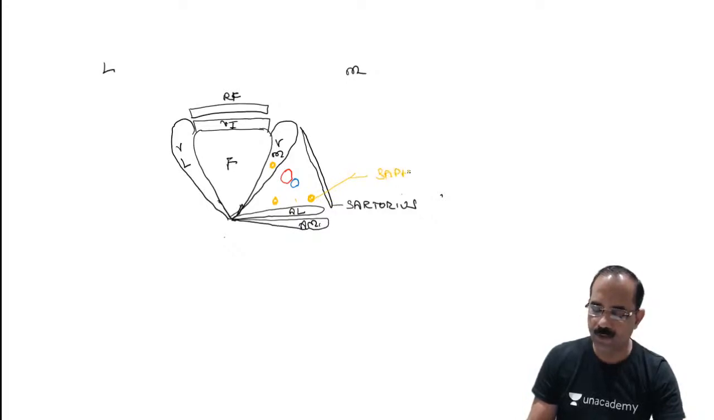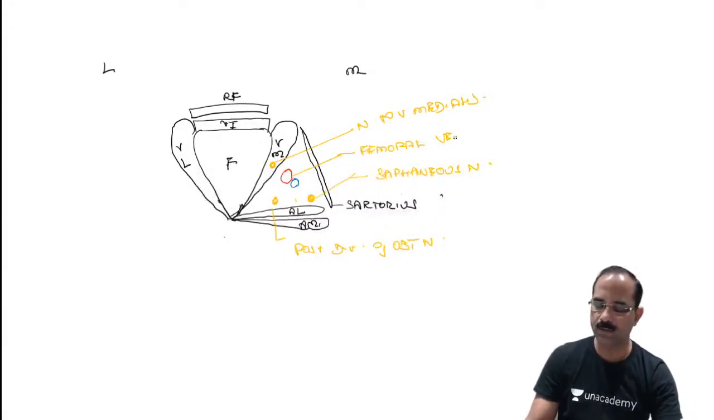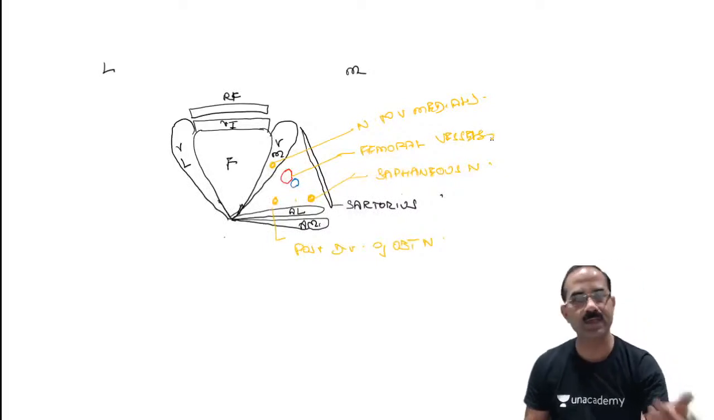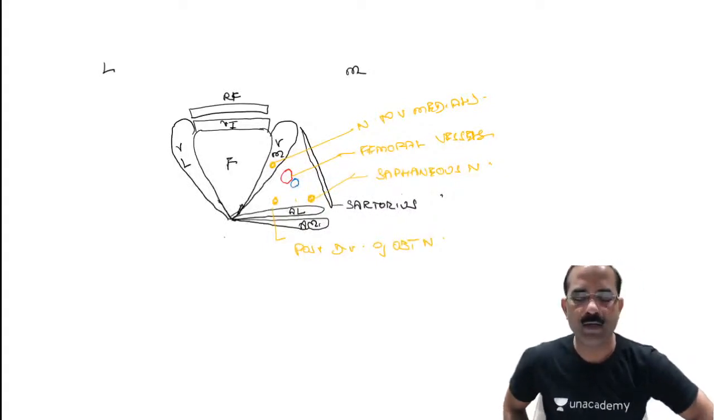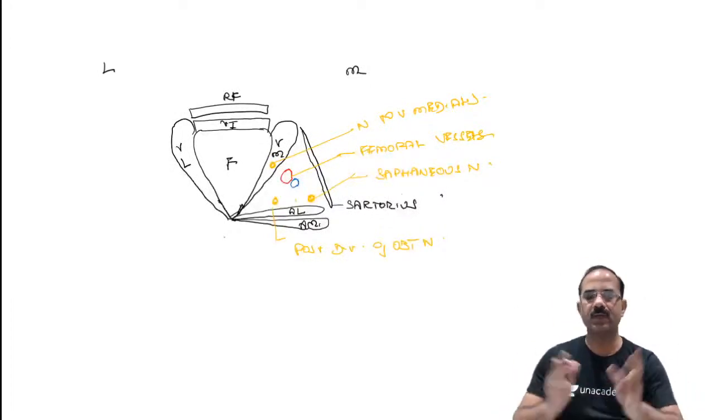This is the saphenous nerve. This is the posterior division of obturator nerve, and this is the nerve to vastus medialis, and these are the femoral vessels. That's it. So that's about the adductor canal. Is this clear to all of you? So the answer is nerve to vastus lateralis. It doesn't lie in the adductor canal.